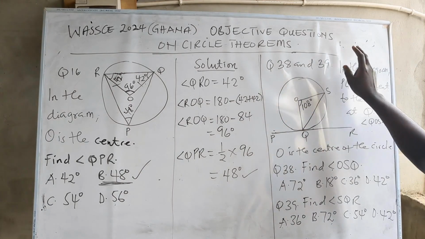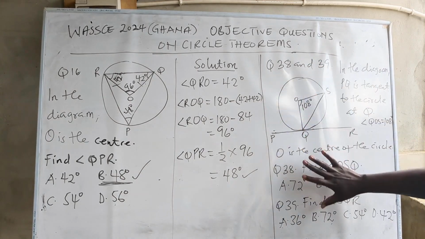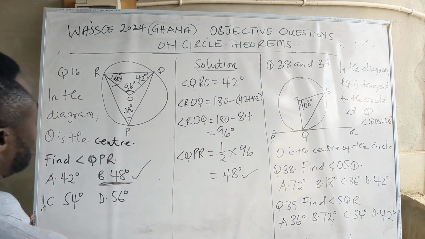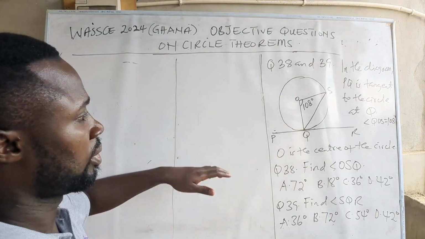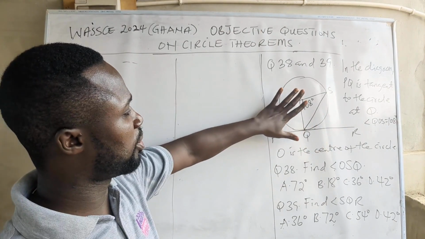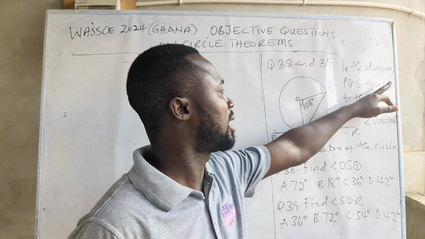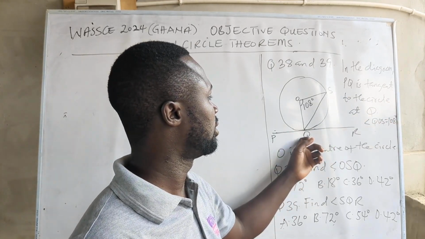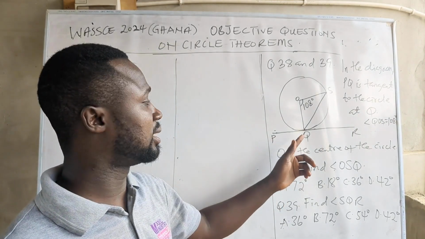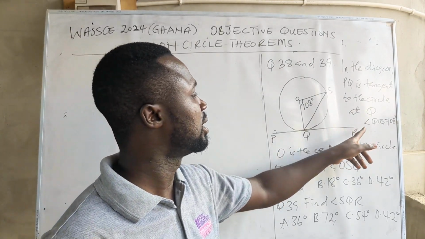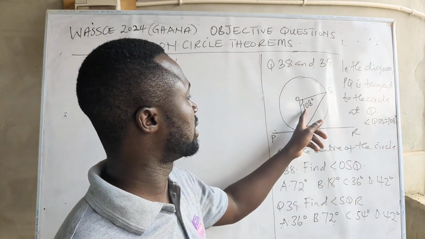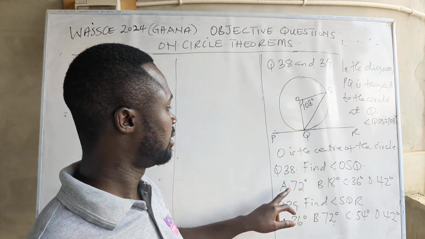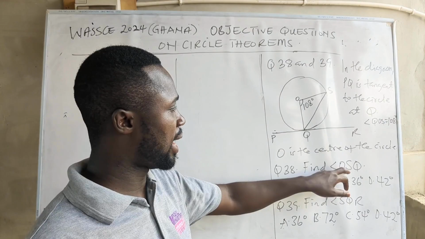Question 38 and question 39. There was also a question on circle theory. We were supposed to use it to solve 38 and 39. In the diagram, PQ is a tangent to the circle at Q. A tangent is a line that touches a circle at a point, so this point. Angle QOS is 108. O is the center of the circle. Question 38: find angle OSQ.